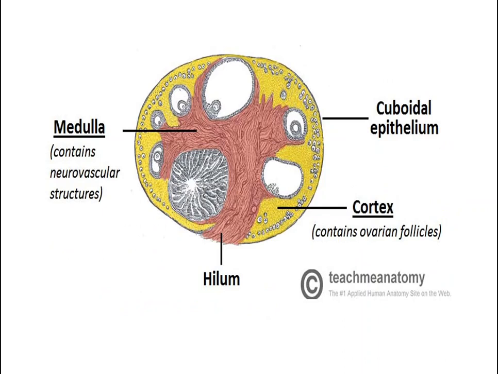Here in the diagram you can see the hilum of the ovary. This is the medulla, which contains neurovascular structures, and the outer cortex contains the ovarian follicles and small follicles. The whole ovary is covered by cuboidal epithelium, the surface, as we have discussed. So remember these three: the surface, which is cuboidal epithelium; the medulla, neurovascular; the cortex, follicles; and that is the hilum.